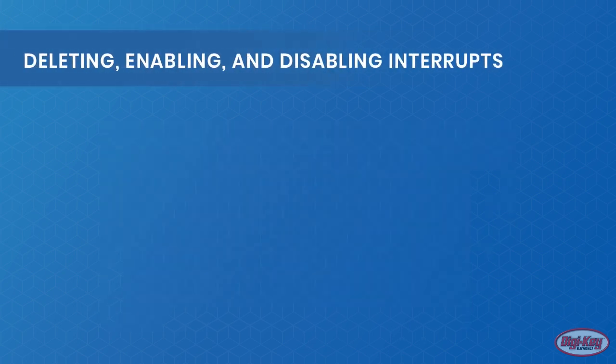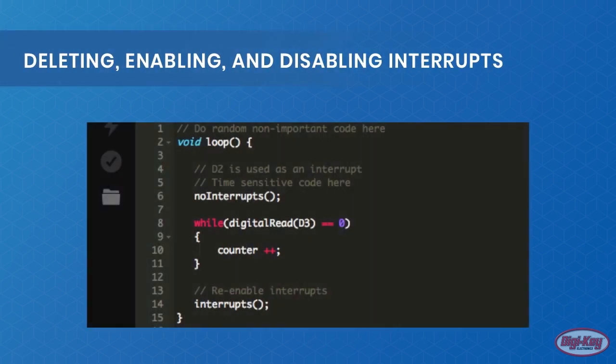Sometimes, an interrupt may need to be disabled or deleted, and this is done with a detach interrupt function. It takes a single parameter, the source of an interrupt, to detach. Once called, the Photon will no longer call the interrupt service routine defined in the attach interrupt function.